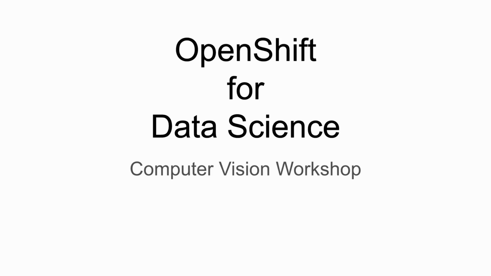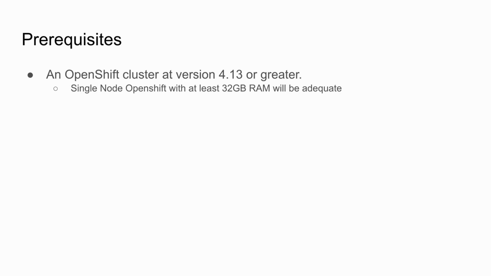Welcome to the workshop. For this workshop, you'll need the following: an OpenShift cluster at 4.12 or higher. Single node OpenShift with at least 32 gigs of RAM will work. A GPU node is optional, but it will significantly speed up the training. The cluster must have an internal registry configured with persistent storage for the workshop images.